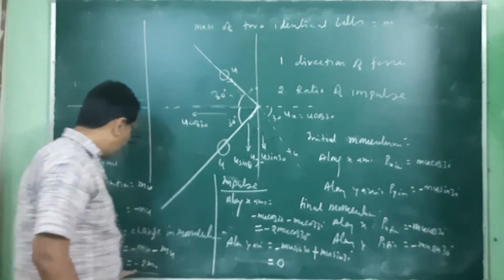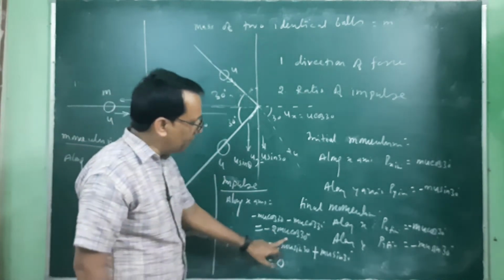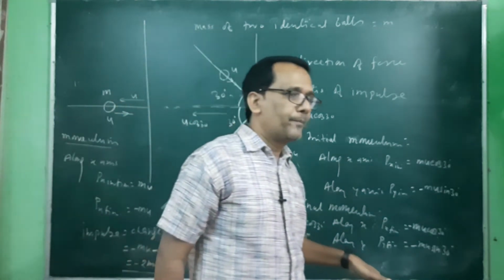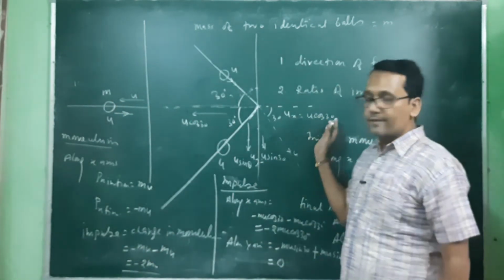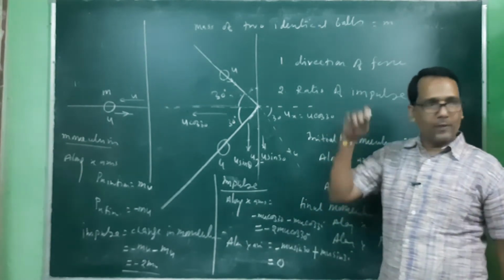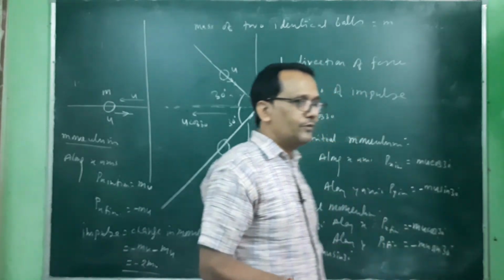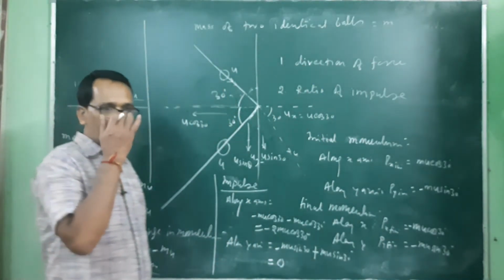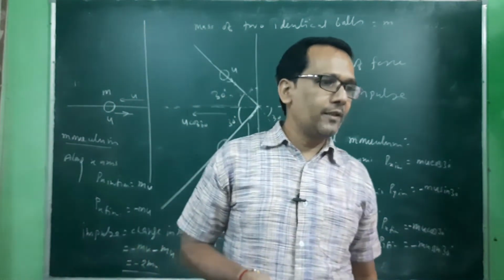This is equivalent to 1 upon, this is 2 mu, this is 2 mu cos 30. So that is equivalent to just cos 30, if we take this as the numerator, or 1 upon cos 30 when we take this as the denominator. Okay, so this is the case. So you have to take care of the direction of force as well as the direction of impulse.